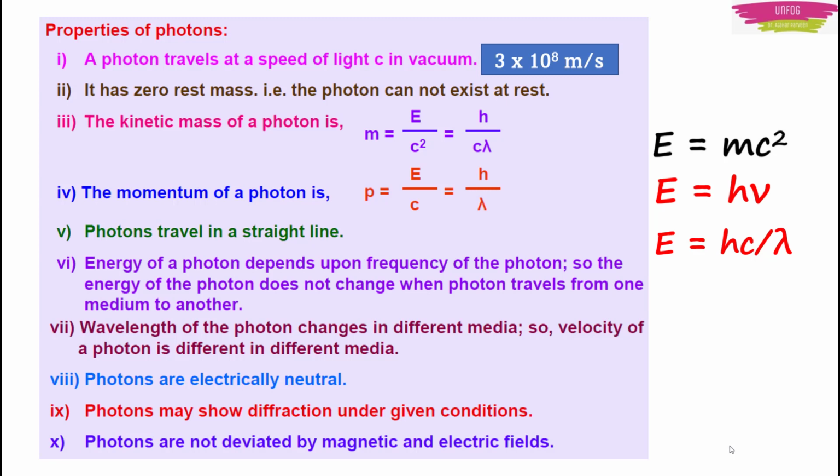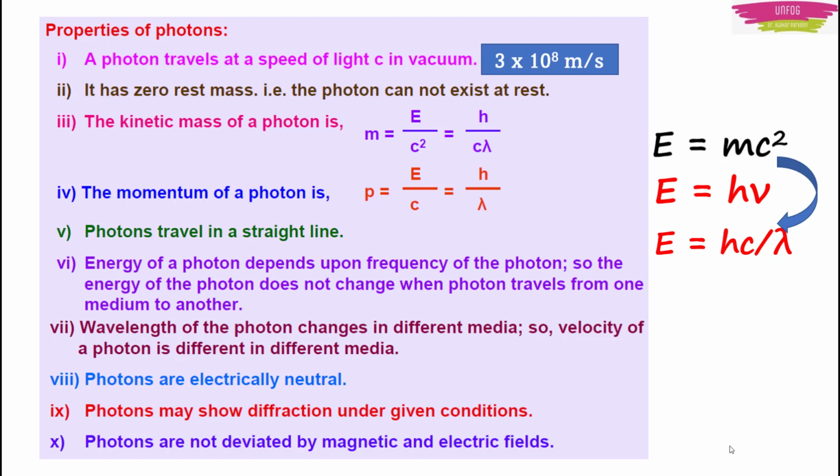Then we introduce this term, speed of light, that is c. Now I can equate mc square and hc upon lambda, right? Mc square will be equal to hc upon lambda. Now I can say that m is equal to h upon c lambda, because there is c square in the numerator and c in the denominator. If I divide, then one c will get cancelled. So I can say that m will be equal to h upon c lambda. So this is the kinetic mass of a photon.